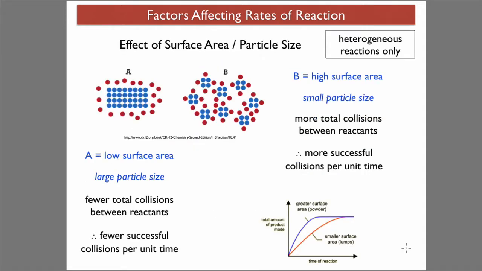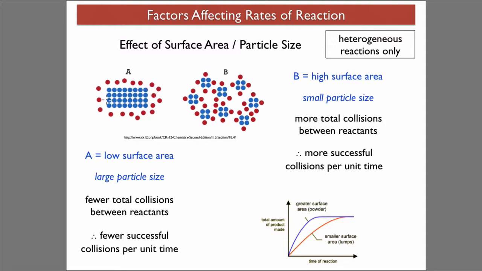Factors affecting the rates of reactions. This one we're going to look at is the effect of surface area and particle size. And this is only for heterogeneous reactions only. So mainly with solids here. So you've got a big lump. Say if you've got a clump of reactant here and little particles of reactants here in blue.